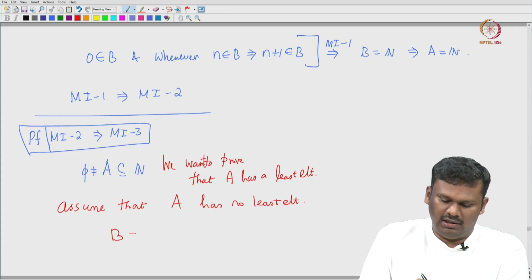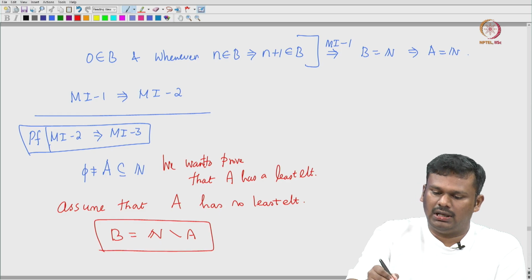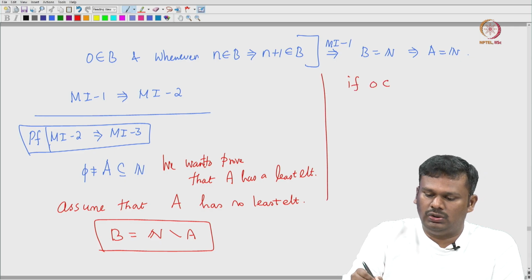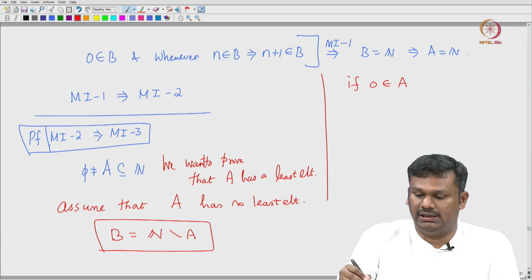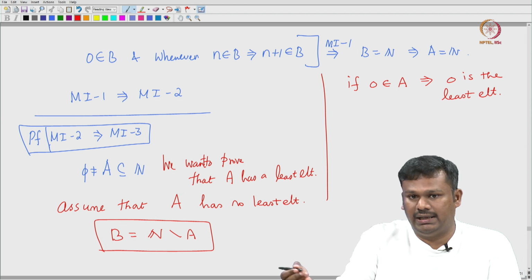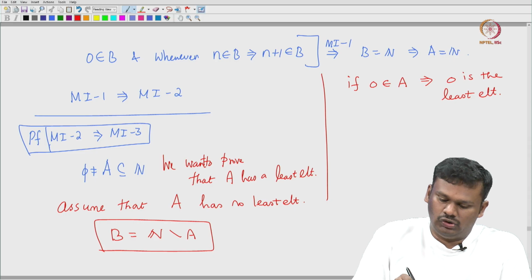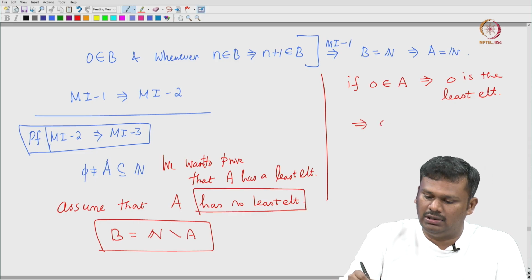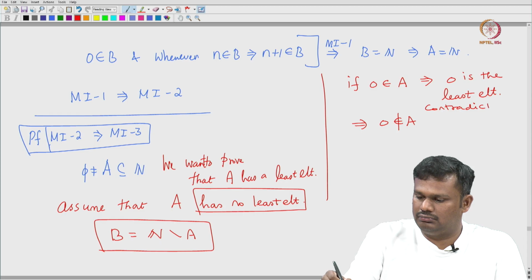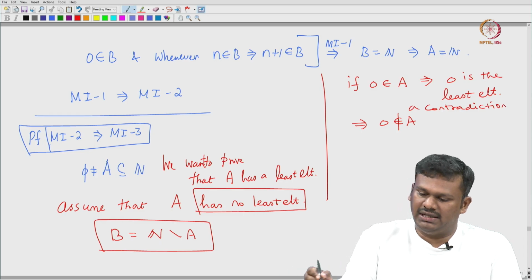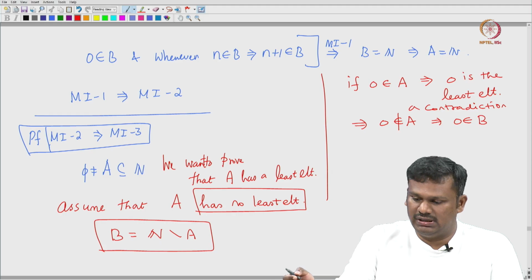Then look at this B, which is the complement of A. If 0 is in A, then that would imply that 0 is the least element, because 0 is the least element of the natural numbers itself. But we have assumed that A has no least element, so that implies that 0 is not in A. That means 0 is in B. So now you have 0 is in B.